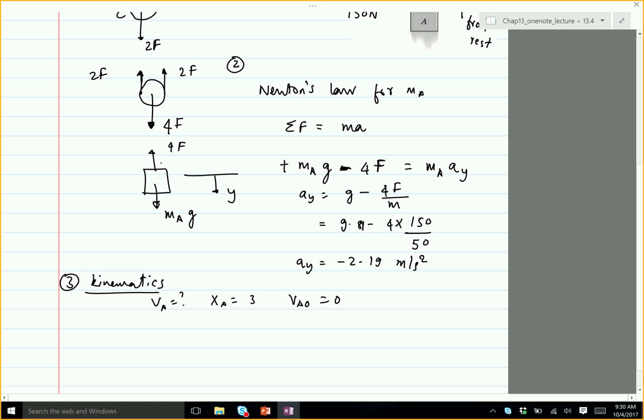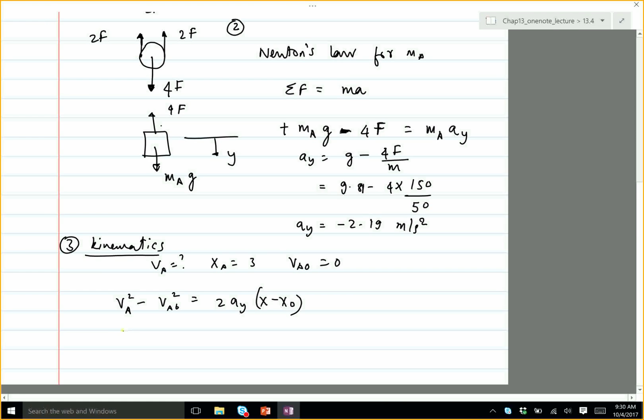The way you can relate the velocity and position given the acceleration is through the formula v squared equals 2 a_y times (x minus x0). The final velocity is unknown, the initial velocity is 0. For the acceleration, let's just assume downward is positive, it's acting upward, so I'm going to just keep the sign.